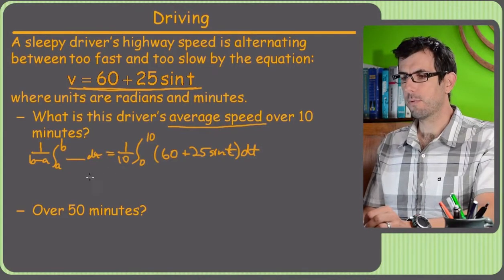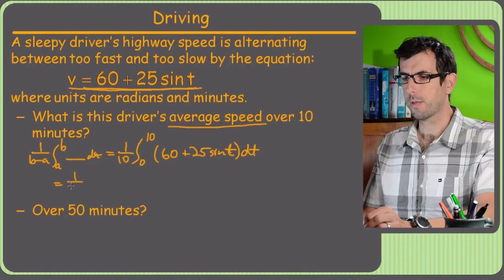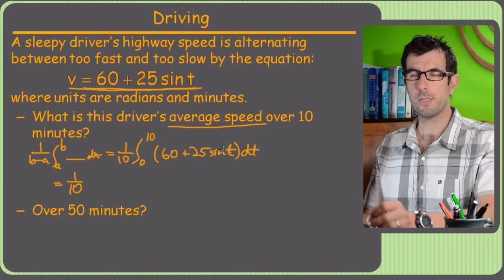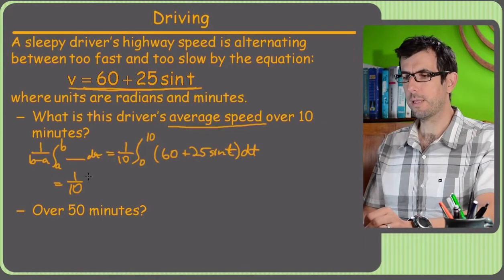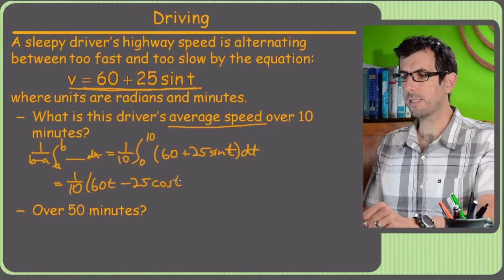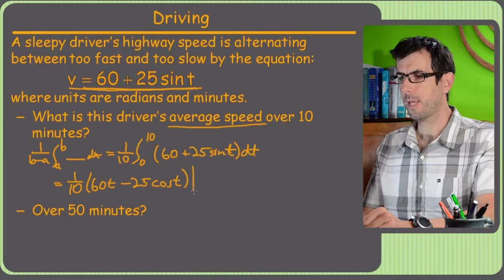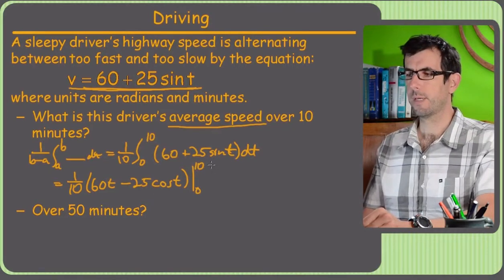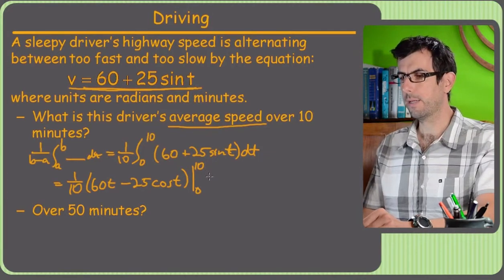So that is going to equal 1/10. Now this is all integratable. There's no u-sub required. So it's going to be 1/10 times 60t minus 25 cosine t, and we've got to evaluate that from 0 to 10.